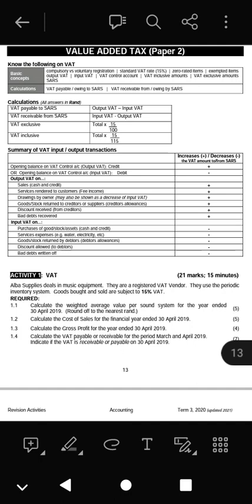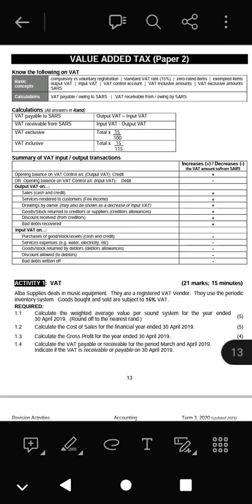Remember, in your examination, sometimes you might not even have enough space to calculate your VAT using a T account. So you just have to use the signs, the plus and the minus. If the opening balance of the control account is on the credit side, it is a plus. If it is on the debit side, it is a minus. Okay, let's proceed now.